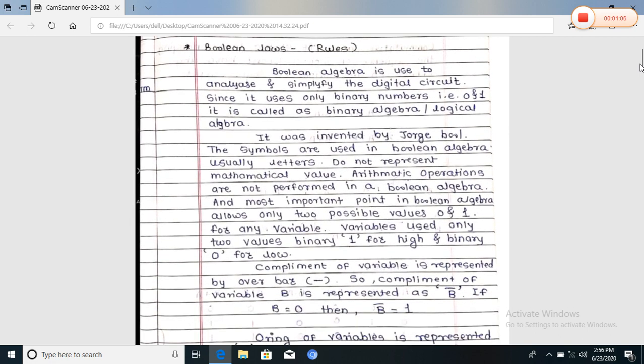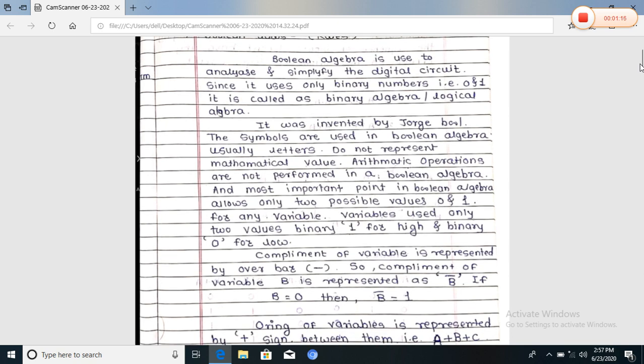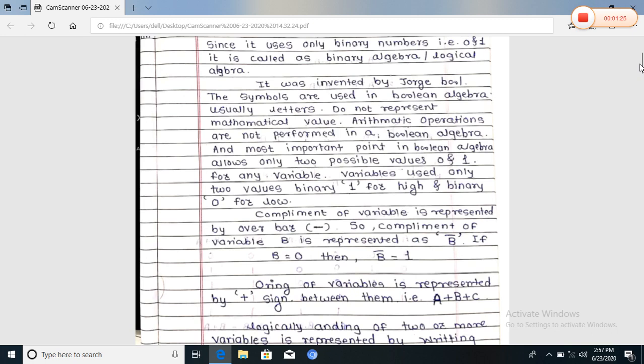The complement of a variable is represented by an over bar. In brackets, that symbol is indicated as bar. So the complement of variable b is represented as b bar. If b is 0, then b bar is equal to 1. ORing of variables is represented by a plus sign between them, that is, a plus b plus c.